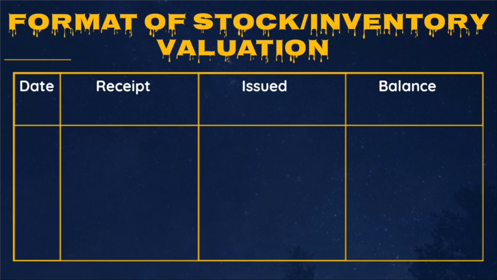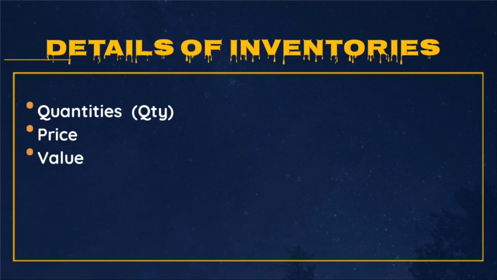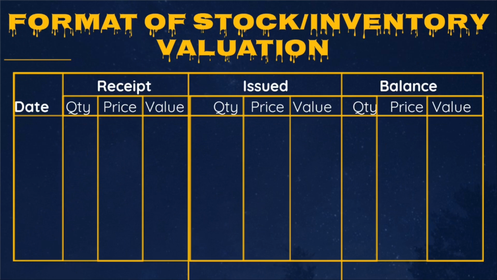So in our inventory account, we are going to have date, receipt, issue, and balance. Under receipt, issue, and balance, the details of the inventory will be recorded. And what are those details? These include the quantity, that is how many inventories are received, how many are issued out, how many are left in the store, at what price, that is the unit price of the inventory, and what is the total value of those inventories. That's the reason why each of the columns is further split into three: quantity, price, and value.